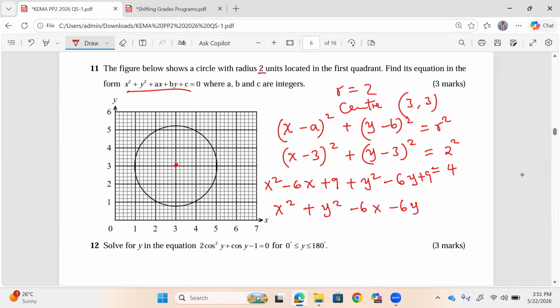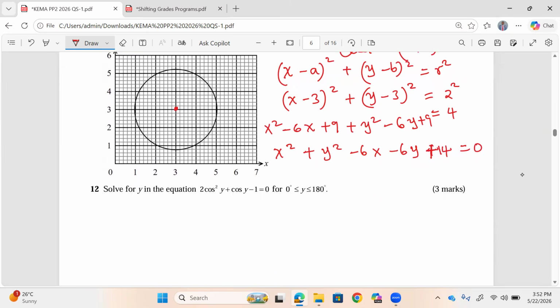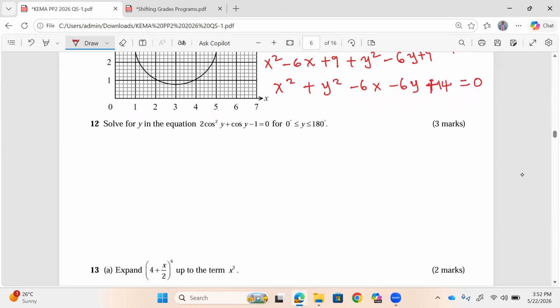9 plus 9, then we subtract 4. The 4 which is on the right now becomes negative. So this will be 14 equals 0. So now we have the equation of the curve, in the format that the examiner needs the equation to be in. So that's again a very great question. Very, very good question. Can we check number 12, ladies and gentlemen?